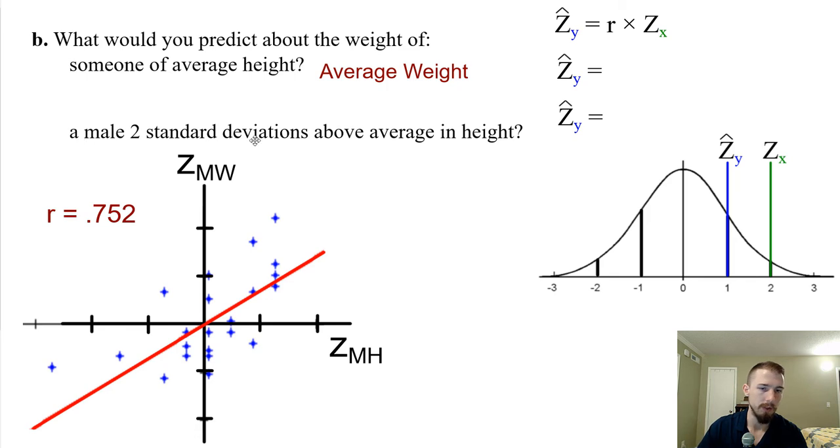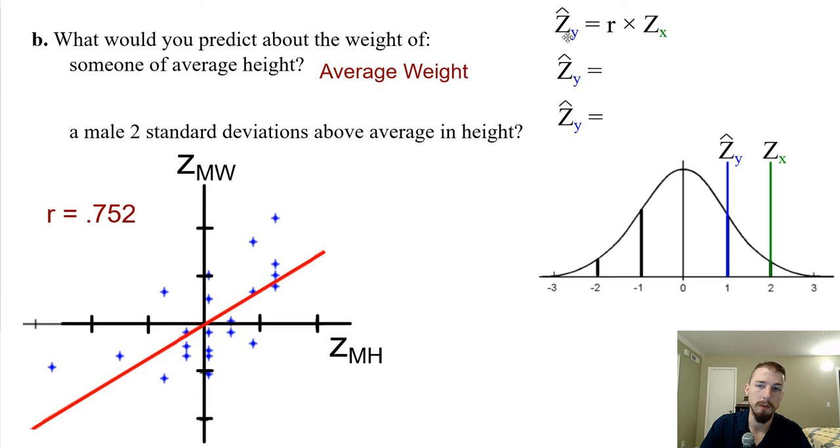It says if a male is 2 standard deviations above average in height. So if we go over 2 standard deviations in height, how many standard deviations can we go up? We can't go up 2 standard deviations in weight. It's going to be the correlation coefficient times that. That's our slope, right? And that's basically the regression to the mean.